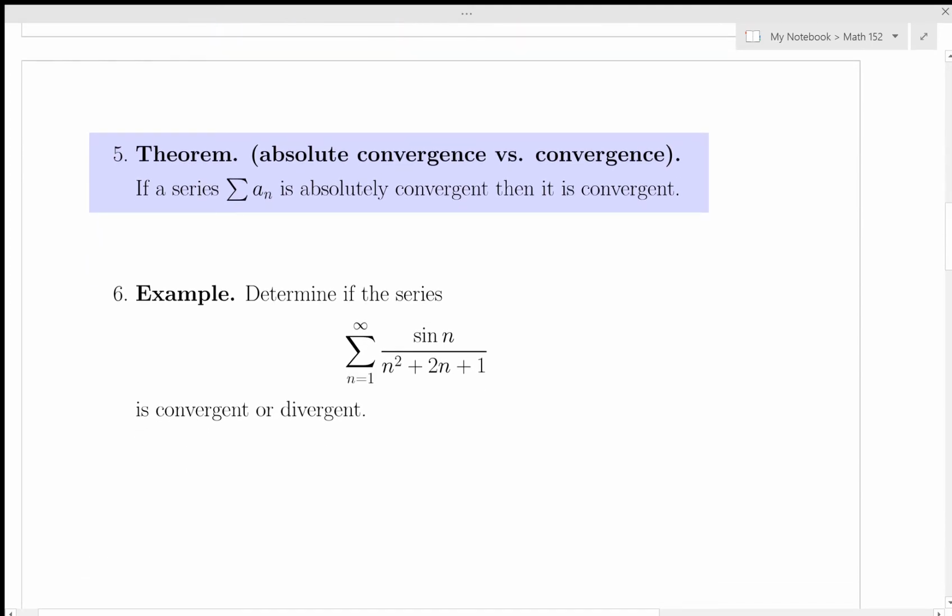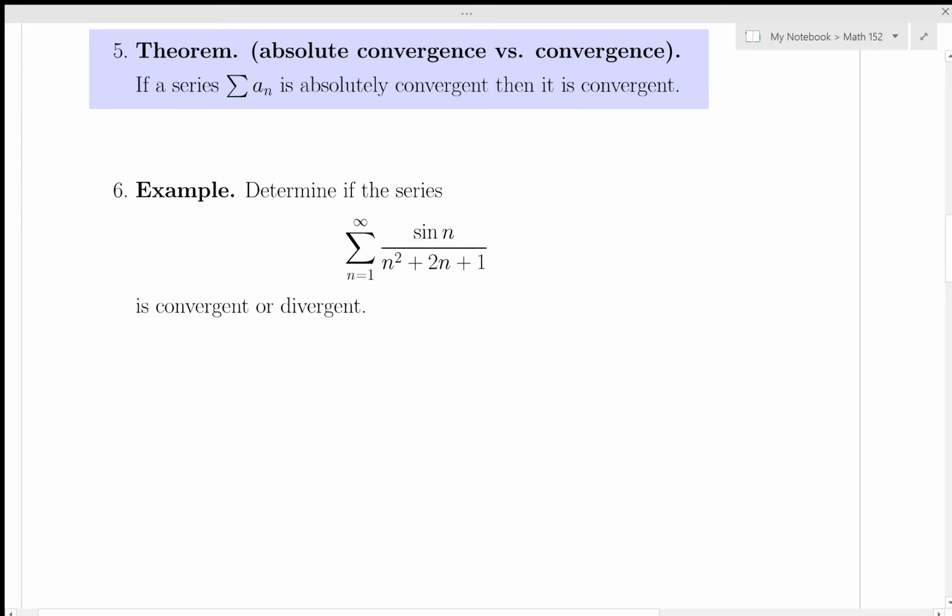Okay, so here we're going to see how we could use this little bit of subtlety to talk about this series here. We want to determine whether this series is convergent or divergent. I'm looking at the numerator, and I know that sine can take on positive and negative values. So that is an observation: the series has both positive and negative terms. Okay, that's the first observation.